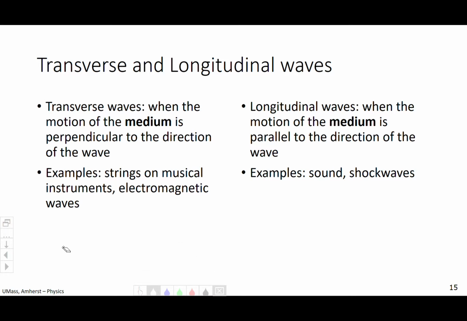You also have longitudinal waves, where the motion of the medium is parallel to the direction of the wave. So one example of that would be sound. We're going to see a good image of that in a minute. So that would be if the wave is moving in this direction, the medium is oscillating back and forth in that direction.